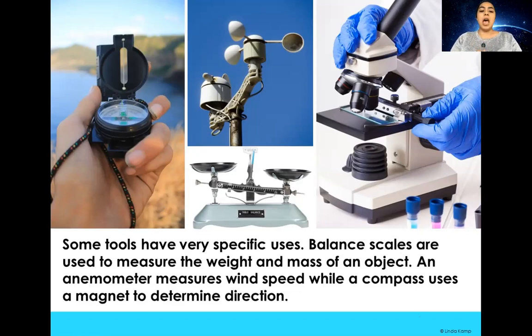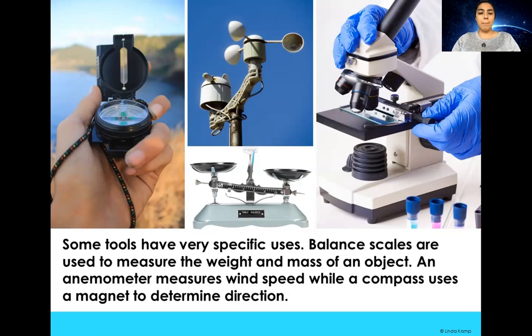So it's an anemometer. An anemometer measures the wind speed, so let's look at where the anemometer is. Here we go. This is an anemometer. An anemometer measures how much wind is coming. Isn't that cool? There's something that measures how much wind there is.